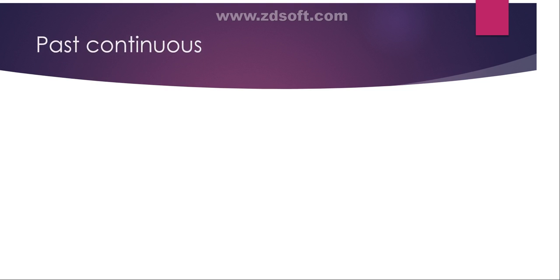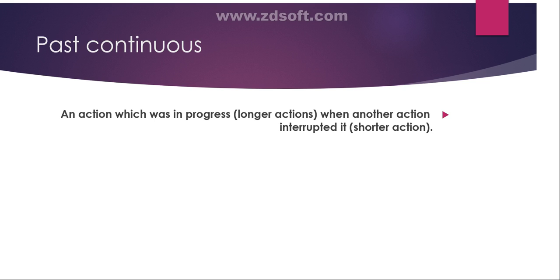Let's now move to past continuous. Look at this example: Linda was talking on the phone while she was driving to work. She was talking on the phone while she was driving to work. So these are actions which were in progress.